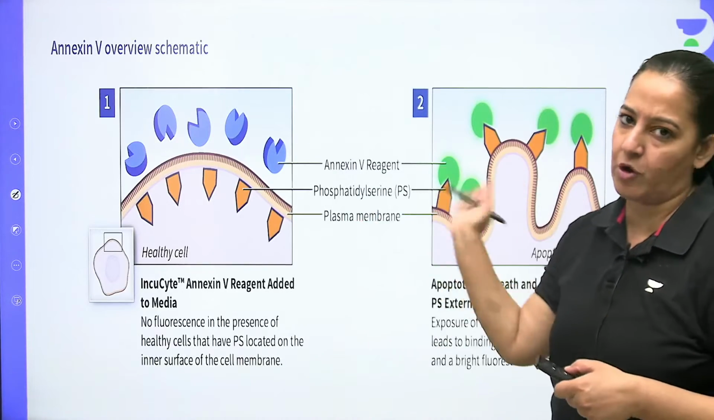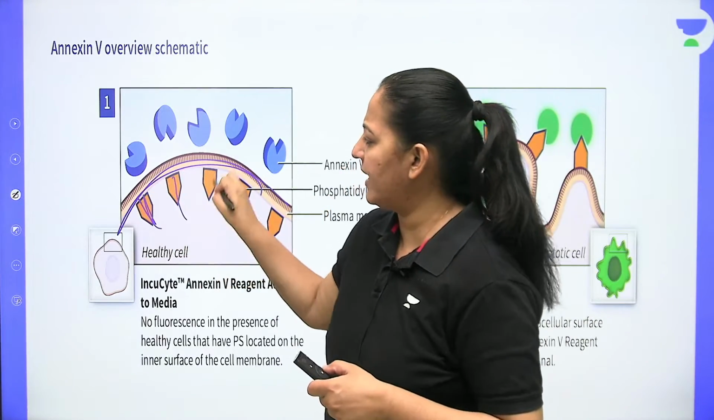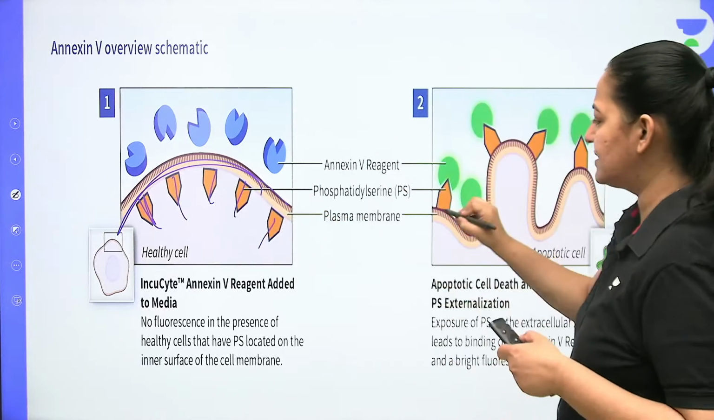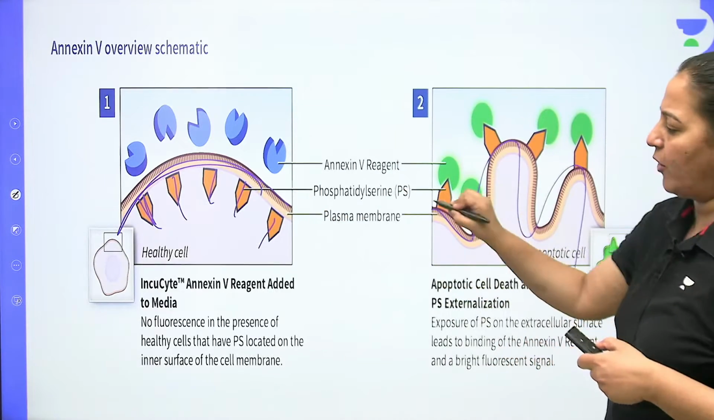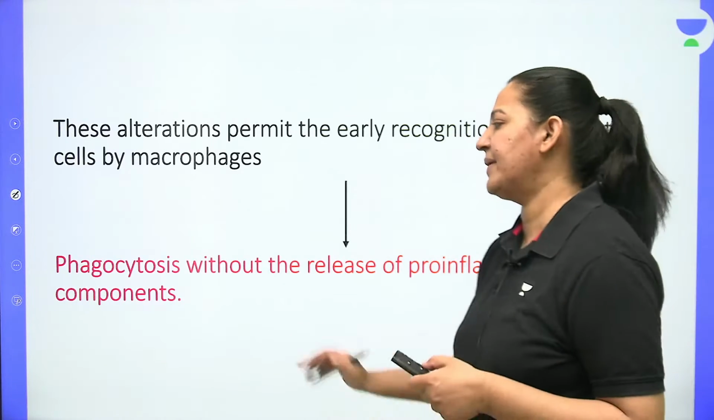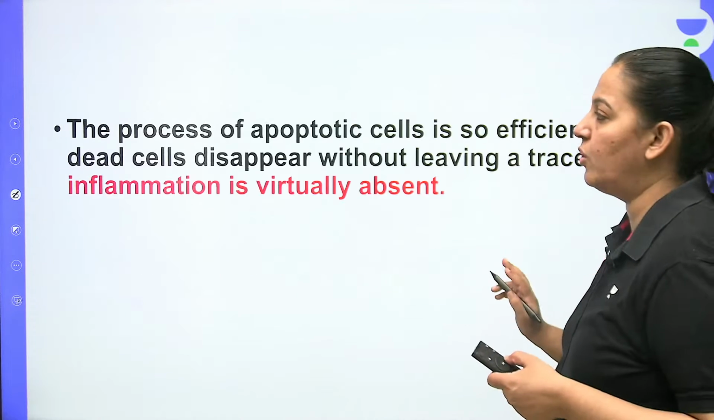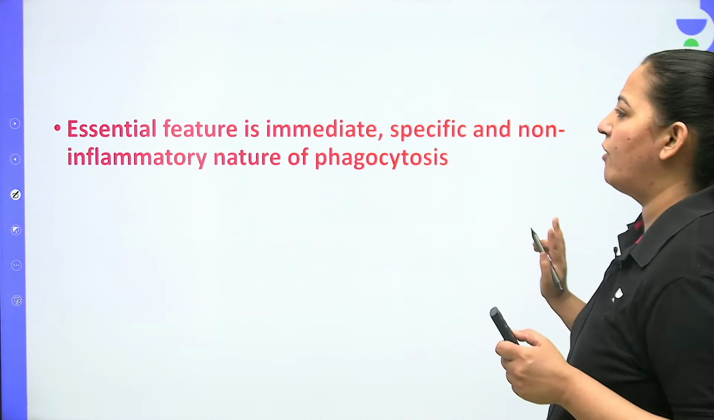The same diagram is from Robbins. You can see this is a normal cell. Appreciate phosphatidylserine on the inner surface. And during apoptosis, during formation of apoptotic bodies, appreciate phosphatidylserine on the outer surface. So ultimately phagocytosis occurs, but no inflammation, no leakage. So I am done with the mechanism of apoptosis.